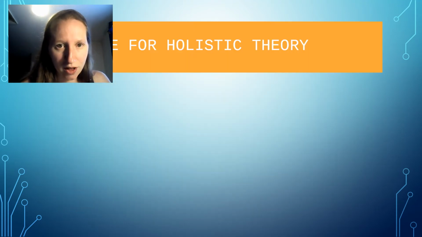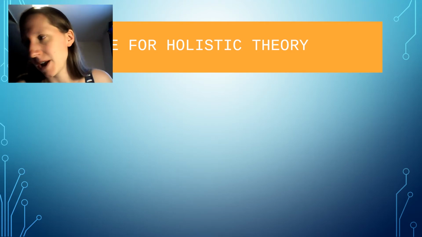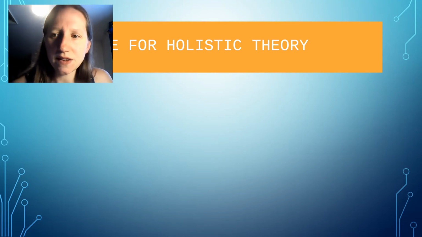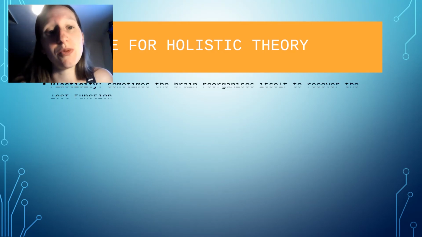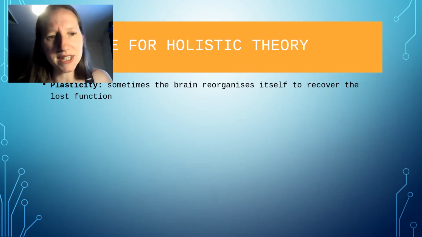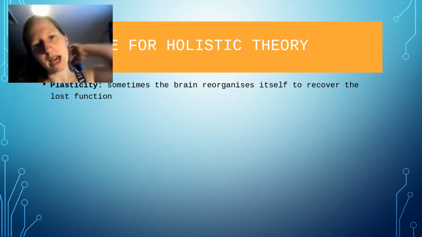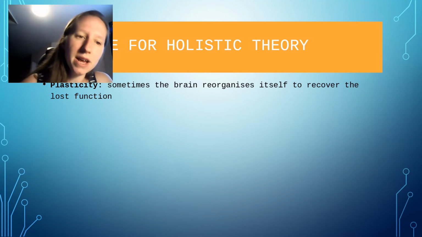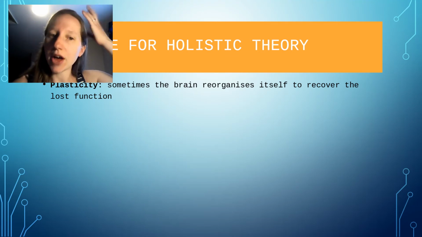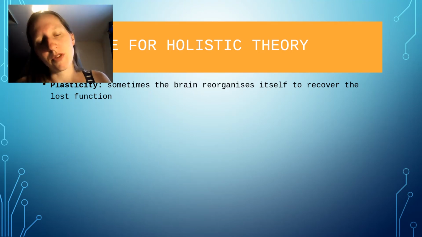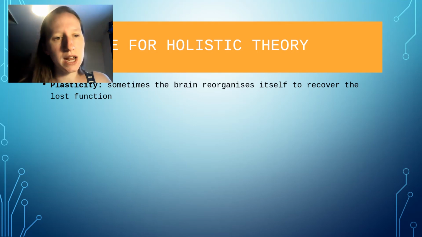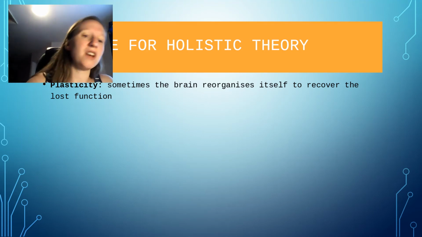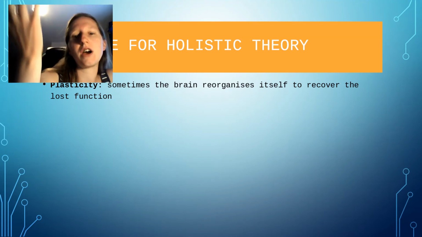Okay, so that was the evidence for localization theory. Let's imagine now that we actually don't think that localization theory is true. Here are some things that could perhaps question whether it's true or not. The first thing is plasticity. When someone has a stroke, the blood supply is cut off to an area of the brain and that area dies, and they lose a certain function. So let's imagine someone has a stroke and the blood supply is cut off in the motor cortex so that they then can't use their right arm.